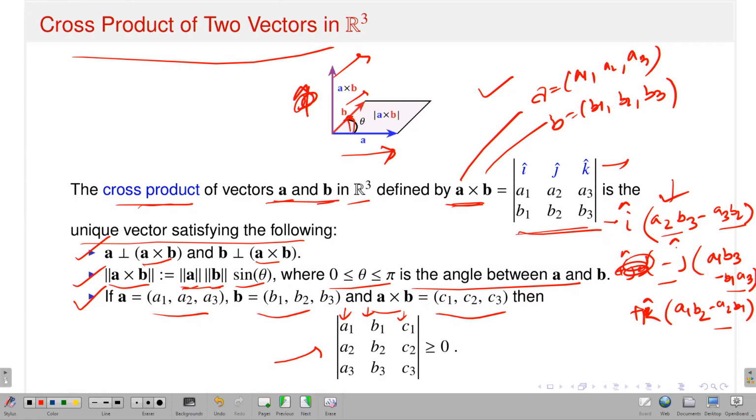So, the cross product of two vectors, of course you are familiar with that, I have just recalled it. First of all, the cross product of two vectors is perpendicular to A and perpendicular to B.